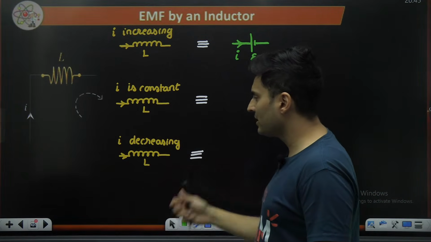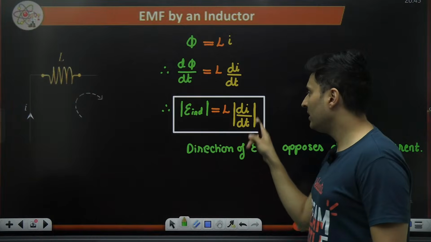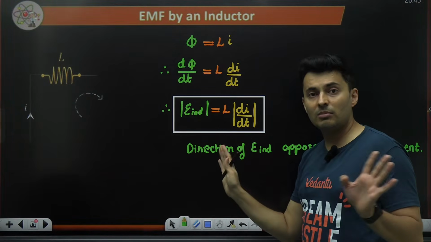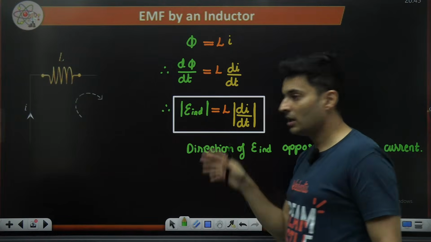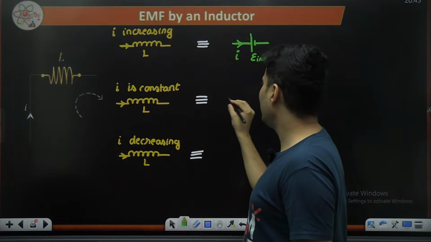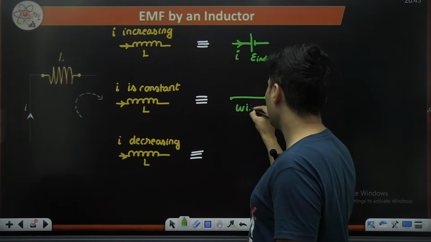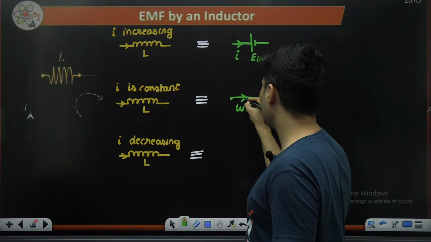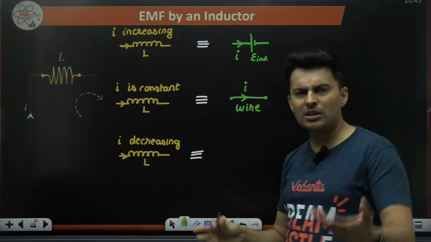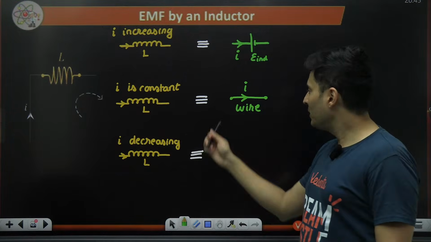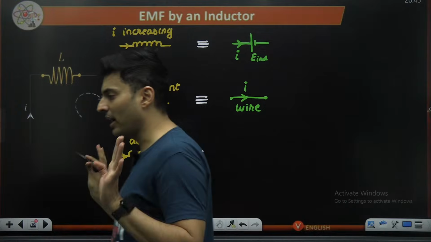If the current is constant, think what will happen. Di by dt, the derivative of a constant, will become 0. So the EMF, L di by dt, becomes 0 volts. A 0 volts battery means it's just like a simple wire. It will not resist anything. Whatever current is going, just go. You're not changing, right? So I'm not bothered. It will be just like a wire.